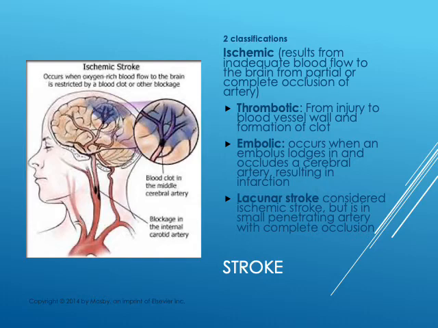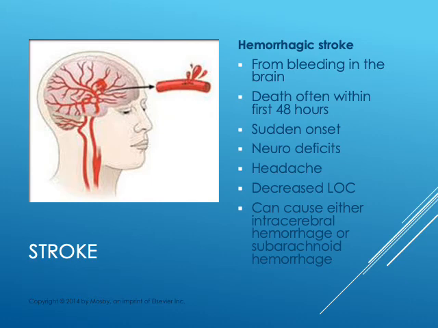In TIA, ischemia occurs without cell death or infarction. It's kind of a warning sign. Hemorrhagic stroke, this is from the bleeding. This is the actual bleed. And death occurs within hours.